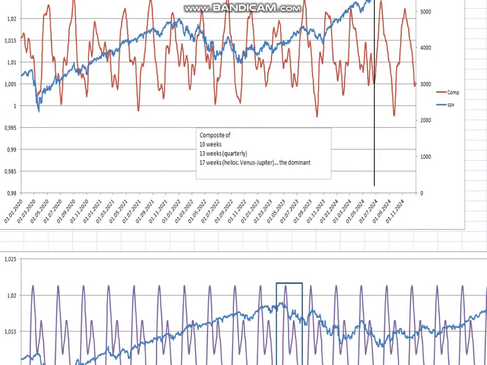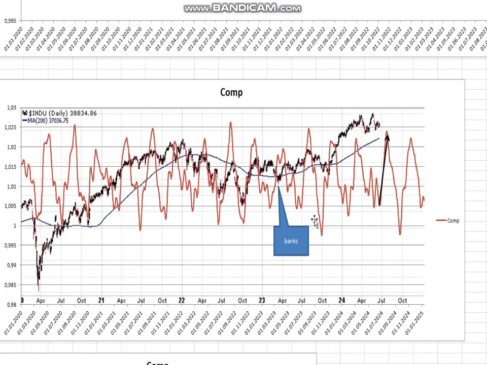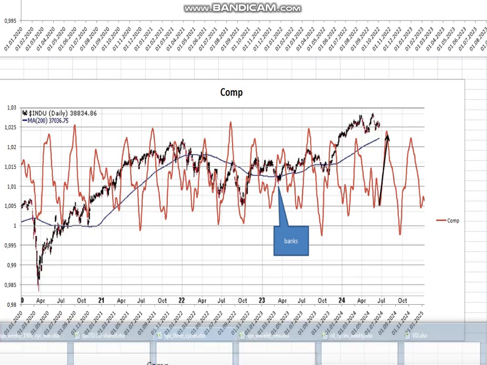Also, I noticed that here I'm comparing this composite with the Dow Jones Industrial Average, and here we actually have a better correlation. So I think it's the tech sector that does not quite follow this cycle and is influencing the S&P. So here the Dow did show this sideways range-bound market, which I was expecting for the S&P. But now it's turning bullish.